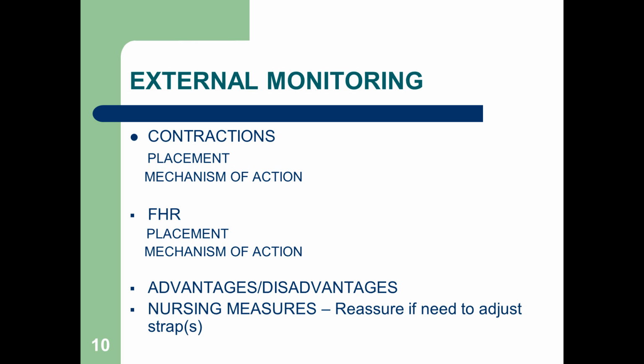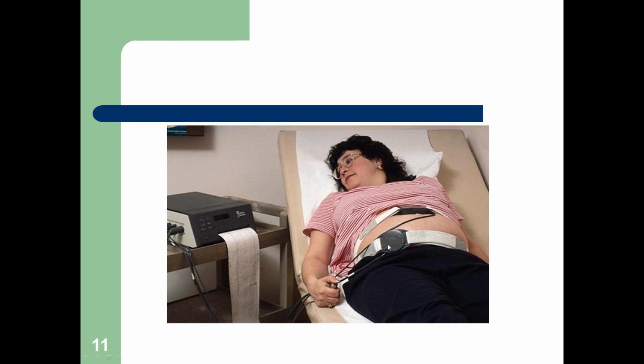So again, you've all probably seen the straps, and there's pictures in your book that you can look at as well, okay? Let's see. There it is. You've got two straps. This right here is picking up the fetal heart rate, and this is monitoring the contractions because it's at the fundus, the top of the uterus. Okay.